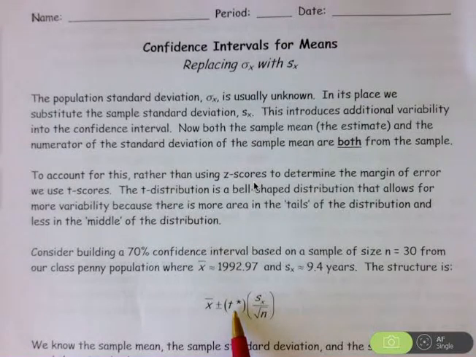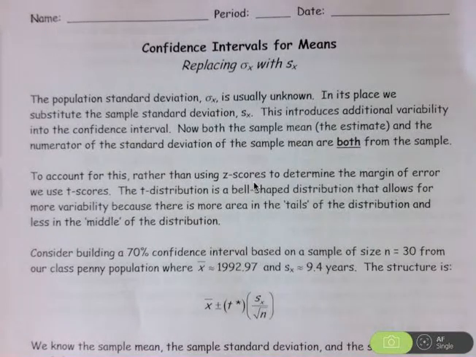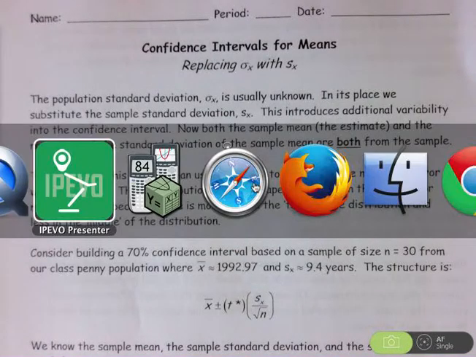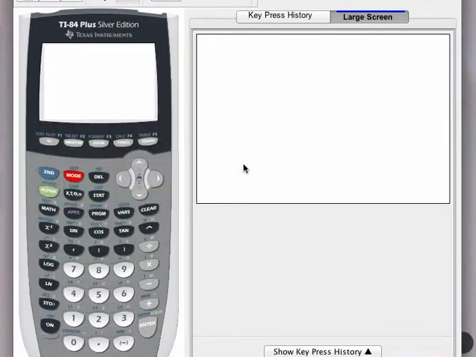T-scores are based on, instead of the normal distribution, well, they're still based on the normal distribution, but it's a t-distribution. And when you look at that t-distribution, it simply has more area in the tails. And that allows for the additional variability for which we would like to account. Let me see if I can show you that, or at least demonstrate that on my calculator.